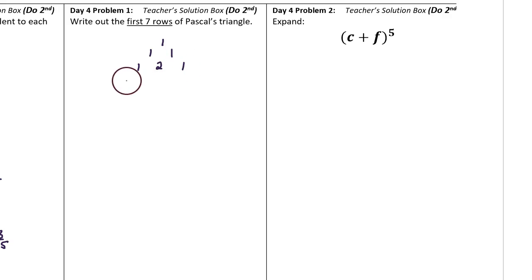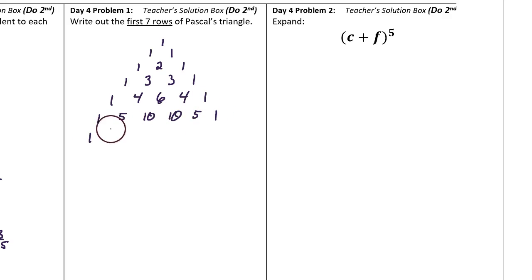with a 1. Next row starts with a 1, add these, which makes 3, add these, which makes 3, and it ends with a 1. Next row, start with a 1, add these, which makes 4, add these, which makes 6, and then 4, and then 1. Next one, start with a 1, add these, making 5, add these, making 10, and then 10, 5, and 1. Next one, start with a 1. This is then 6, 15, 20, 15, 6, and 1. So far we have 1, 2, 3, 4, 5, 6, 7 rows done, and that's what we were asked for.